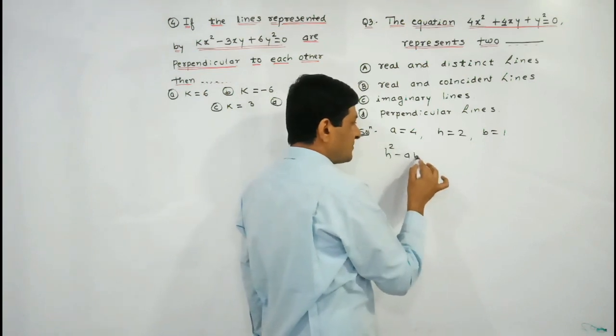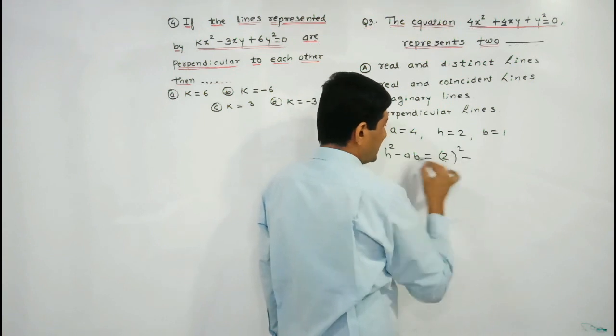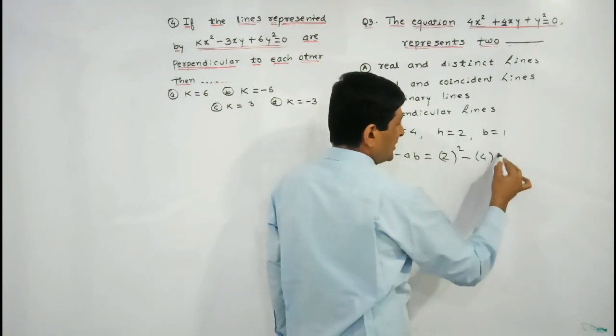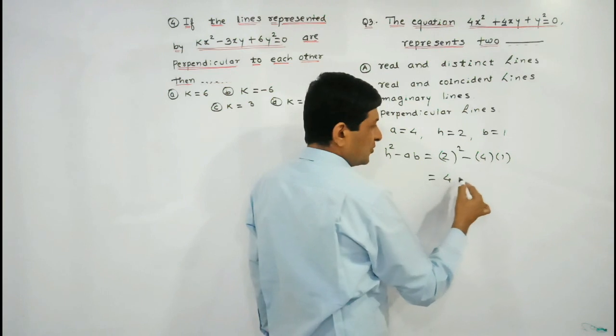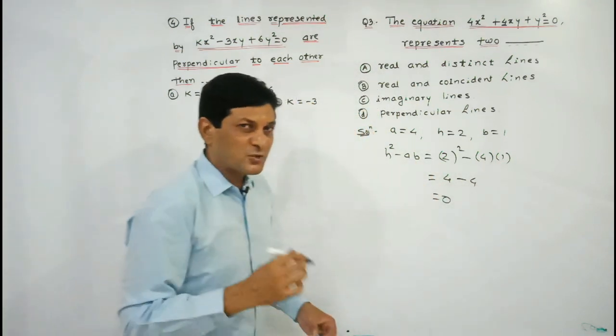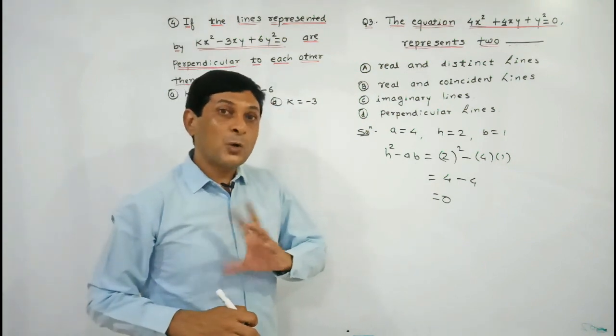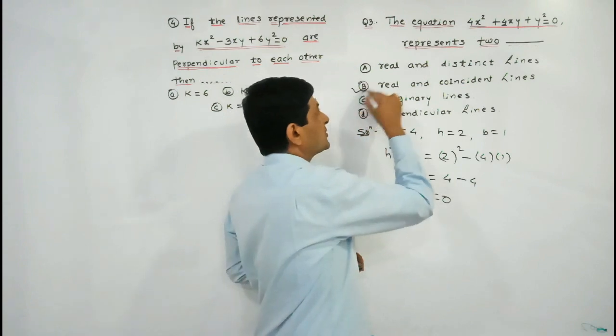So once the values of a, h and b are known to us, h square minus ab will be equal to, replacing h by its value 2, 2 square minus ab. ab means what? 4 into 1. So 4 minus 4 will be equal to 0. And we know that if the value of h square minus ab is equal to 0, at that time lines are real and coincident, which means option B will be the answer.